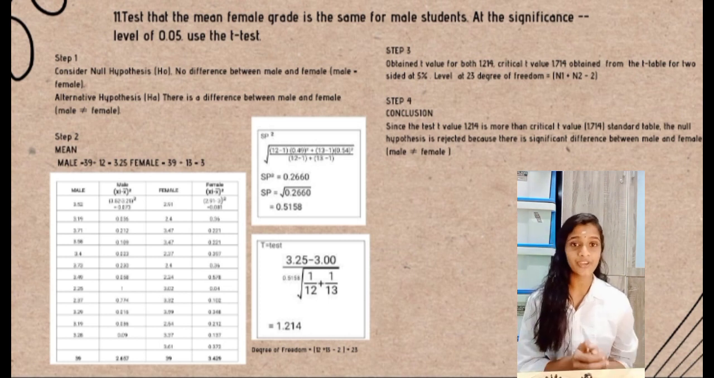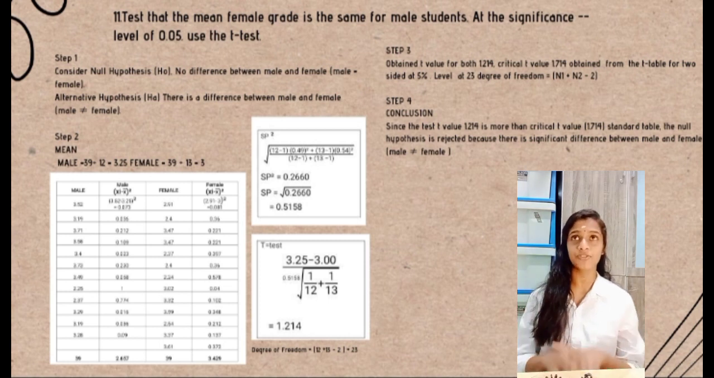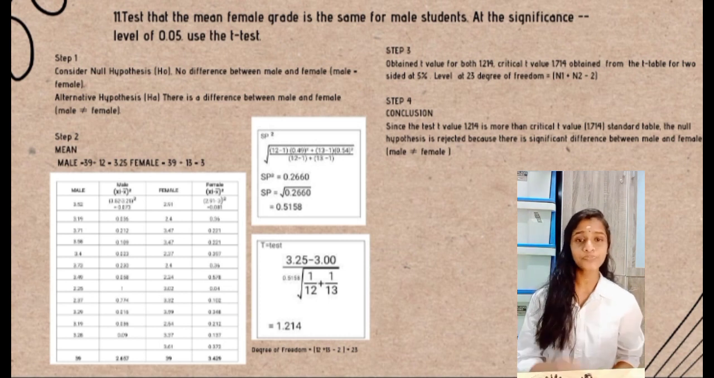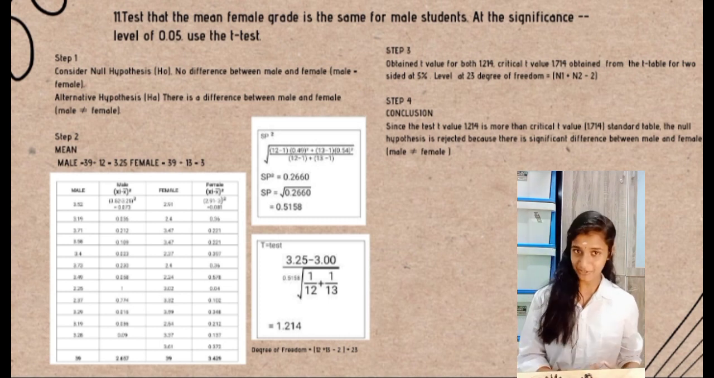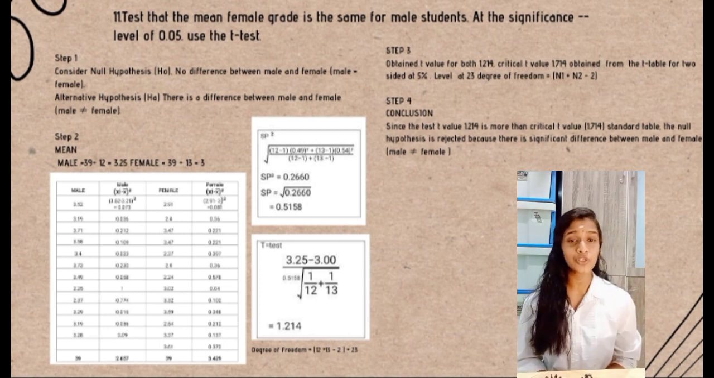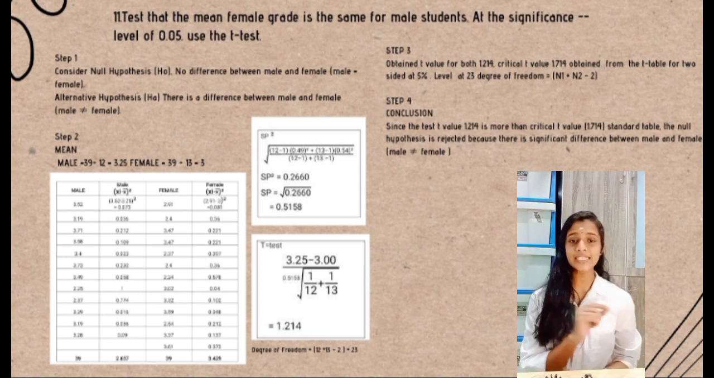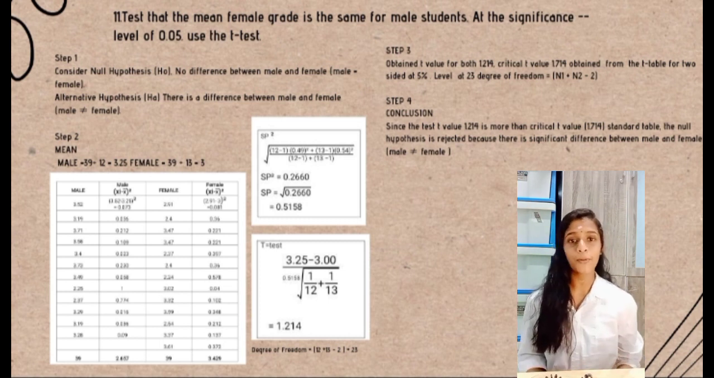The next thing is we have to find the standard deviation. Before that, we use the sample variance formula to get the answer. After we get the answer, we take the square root of it to get the standard deviation, which is 0.5158. After we get the standard deviation, we have to find the t-test. For the t-test, we use the formula: mean minus hypothesized mean, divided by standard deviation over the square root of the sample size. By using this formula, we will get 1.214.